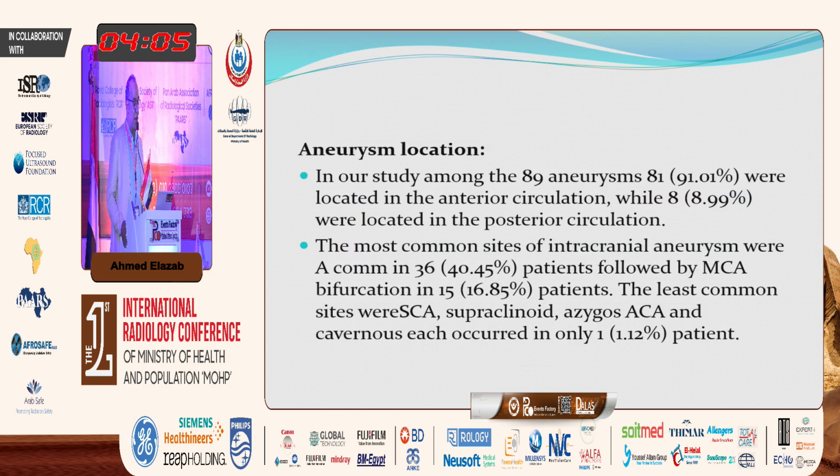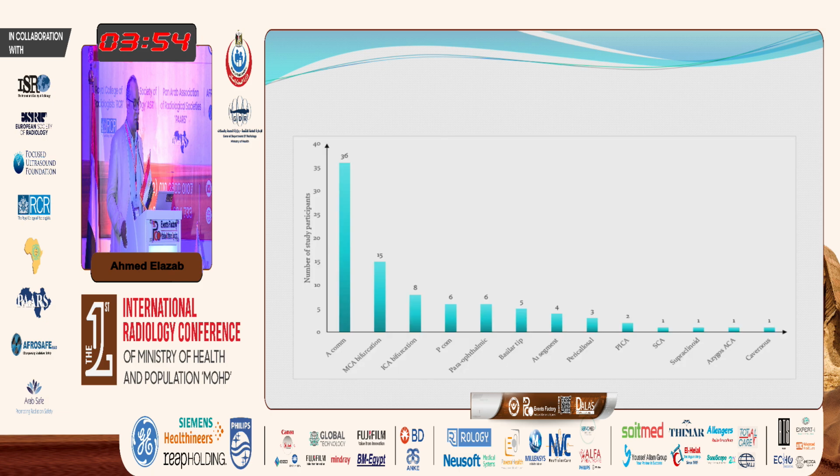In our study, about 91% were located in the anterior circulation, and 9% were located in the posterior circulation. And this diagram shows the location distribution of the aneurysms in our study.